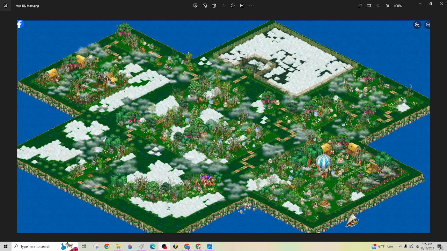Anyway, here is the map for the island of Lily Moss. This will be the second major part, and this one's going to be a lot more supply intensive. I am not this far yet. I'm still on the blazing volcano island.